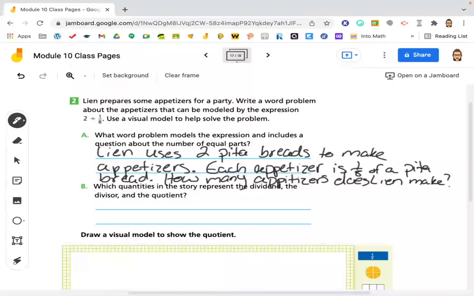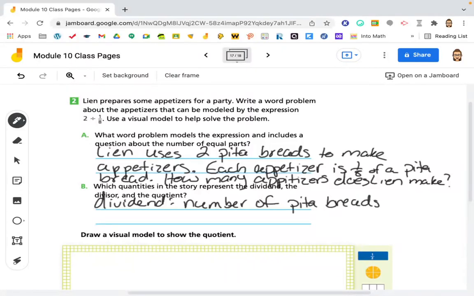So what quantities in the story represent the dividend, divisor, and quotient? So the dividend is the number of pita breads. The divisor is the size of each appetizer. And the quotient is the number of appetizers.